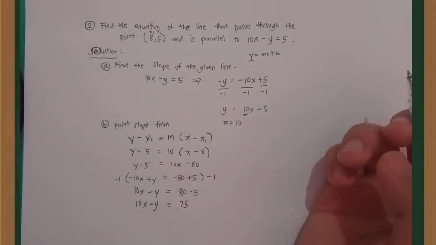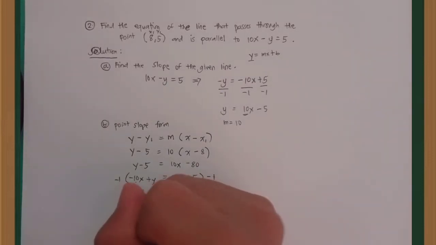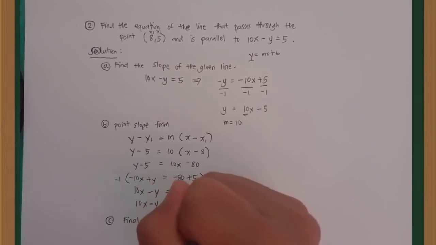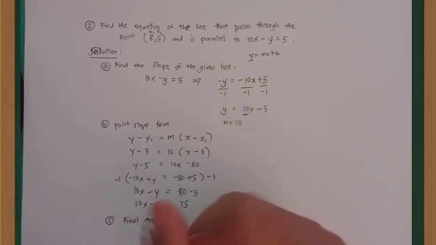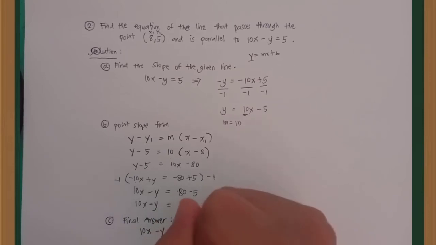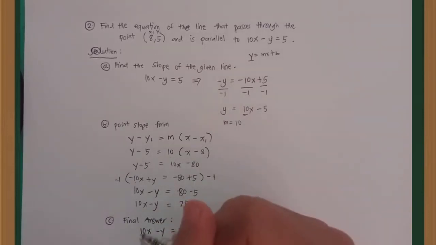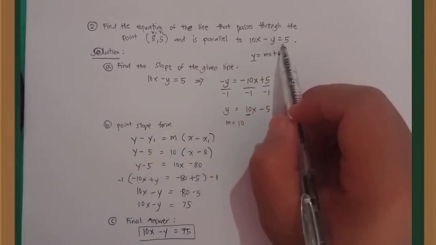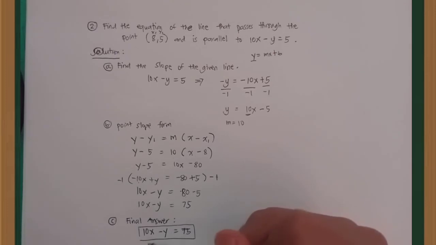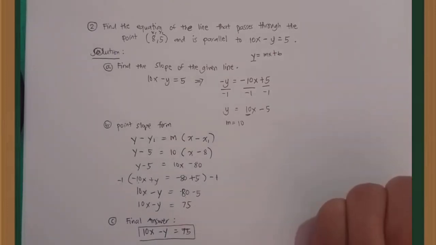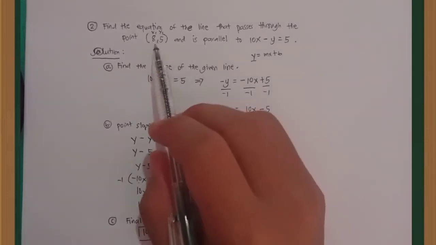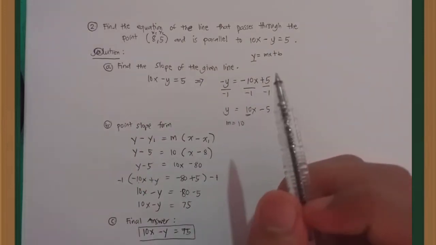Okay, am I clear? Okay, so for step 3, we need to write the final answer. So what's the final answer? Final answer is 10x minus y equals 75. Okay, so this is the final answer. So therefore, 10x minus y equals 5 is parallel to 10x minus y equals 75. They are parallel lines. Okay? And this line passes through the point 8, 5. Am I clear? Okay.